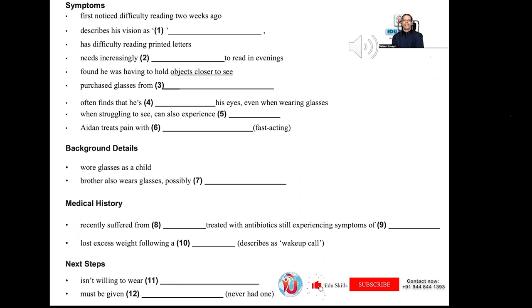Okay, needs increasingly dash to read in evenings. When you have poor eyesight, yeah, increasingly you need more light. Yes. Then purchase glasses from dash. So there will be a place, right? You purchase glasses or specs from somewhere. So that gap should be filled with one place.